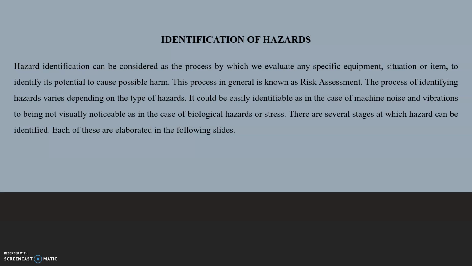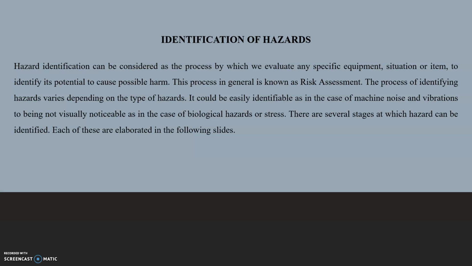In general, hazard identification can be considered as the process by which we evaluate any specific equipment, situation, or item to identify its potential to cause possible harm. This process as a whole can be called risk assessment. The process of identifying hazards greatly varies depending on the type of hazard we are assessing. It could be something that is easily identifiable, as in the case of machine noise and vibrations, to something that is not visually noticeable, as in the case of biological hazards or something like stress.